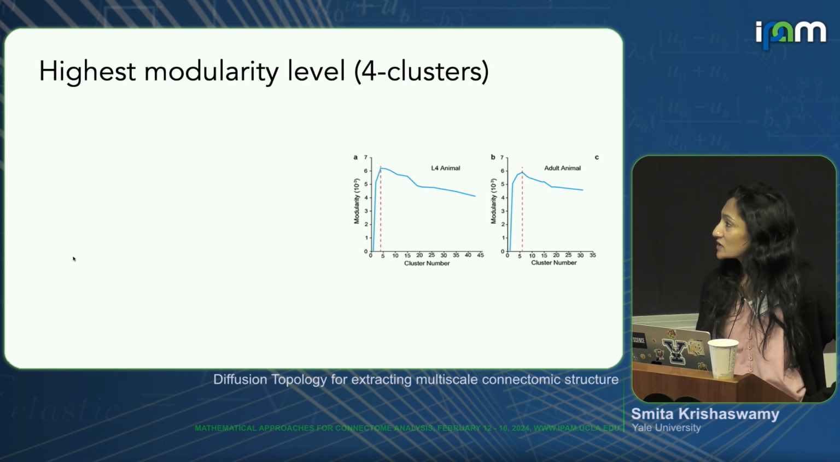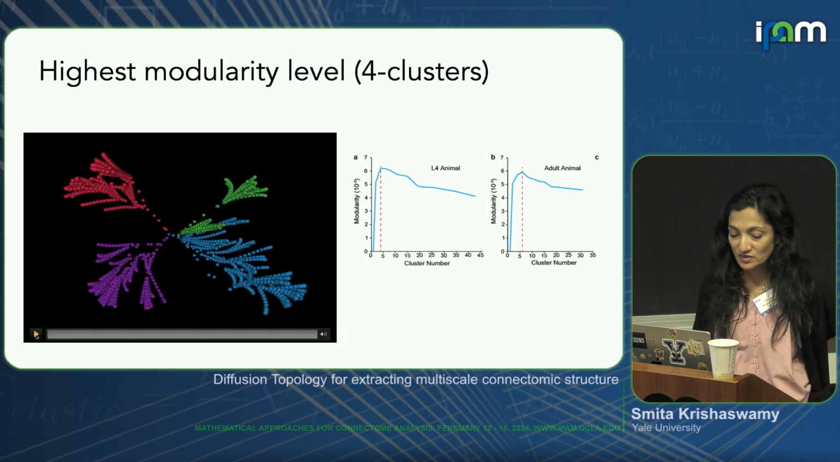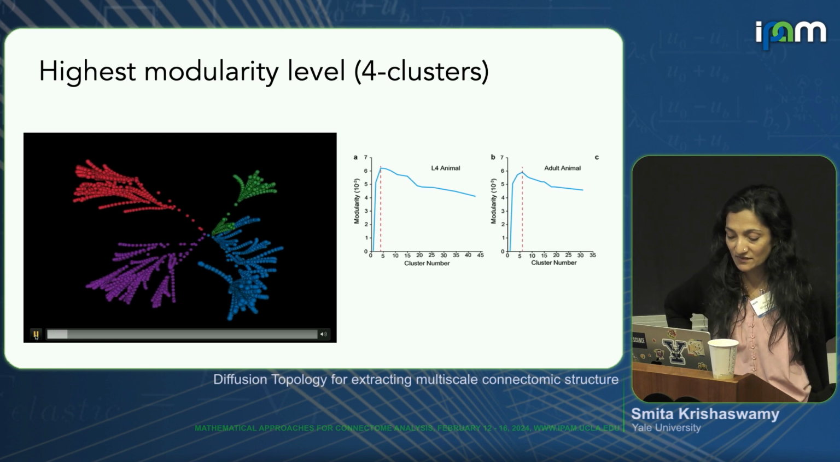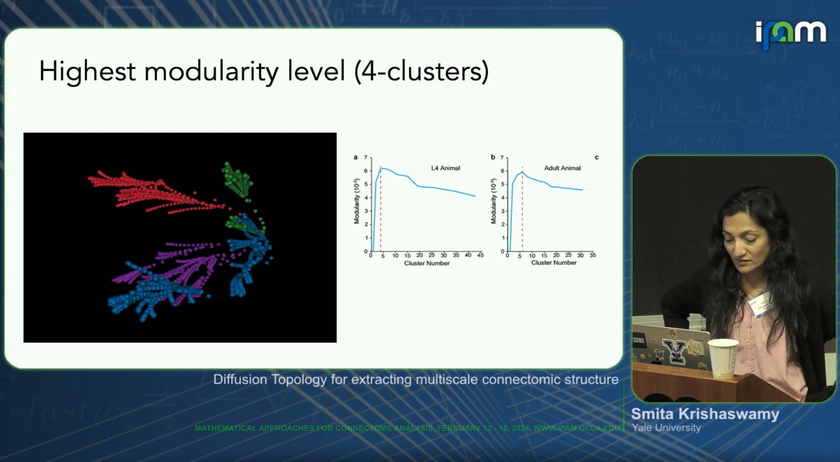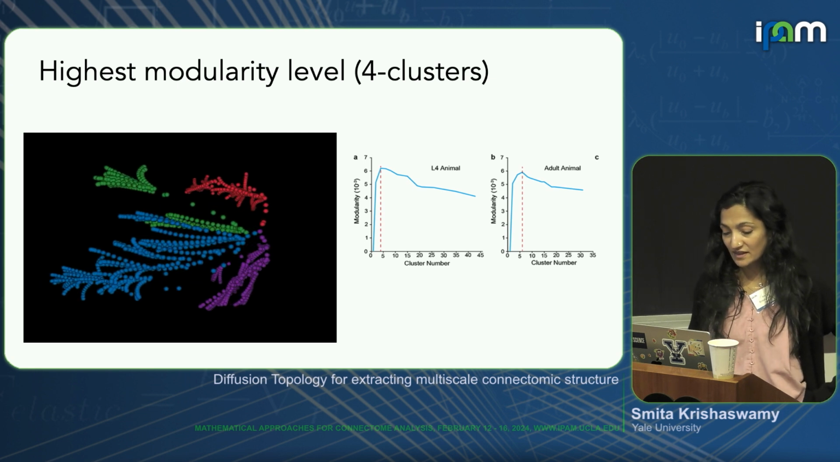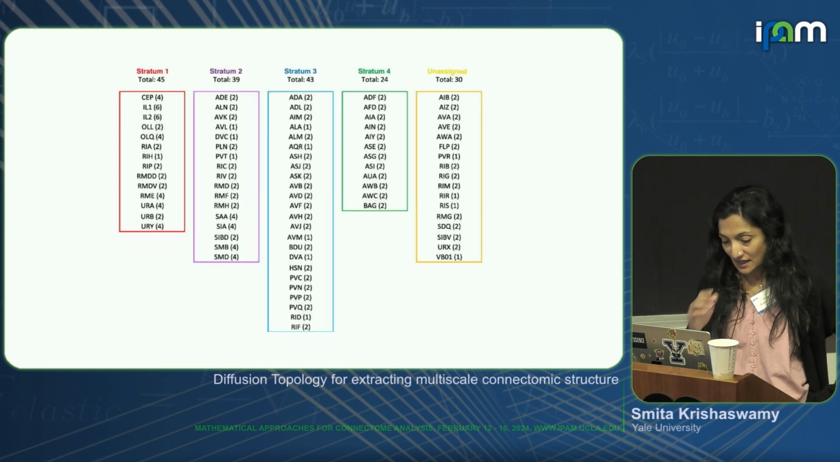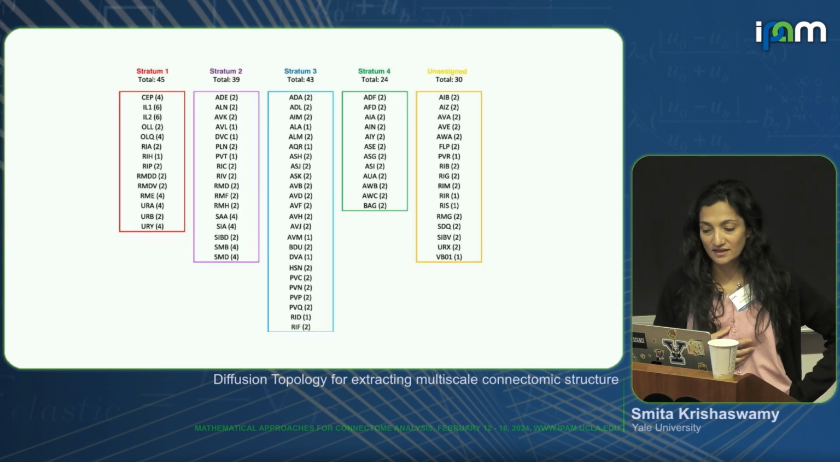And the most modular cluster level is when there are 4 clusters. So they did a lot of analysis on this. So you see these 4 clusters colored on the C-fate diagram that we've rendered in 3D. And these are called strata in the paper. And actually, these are the neurons that are in the strata.